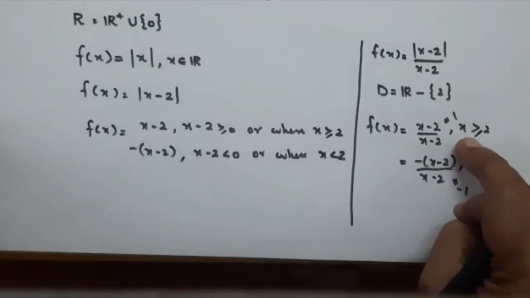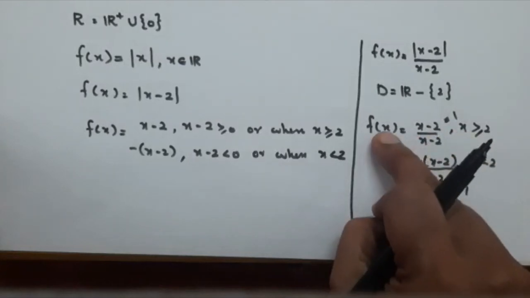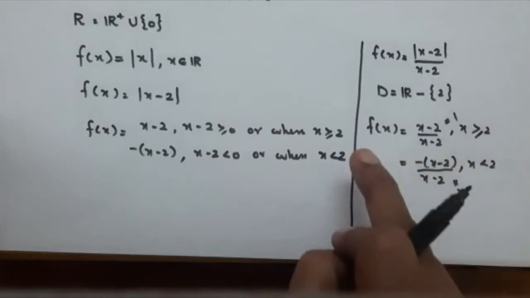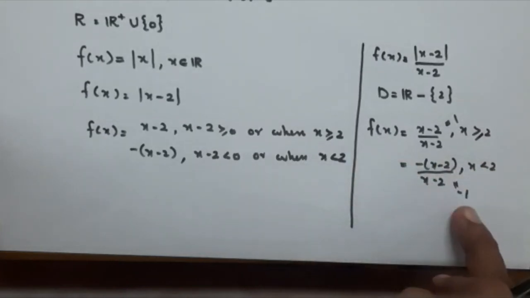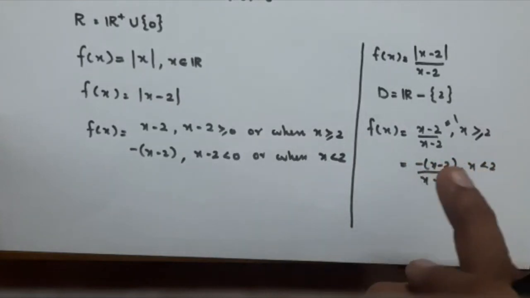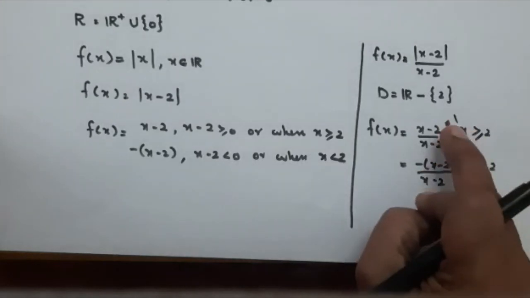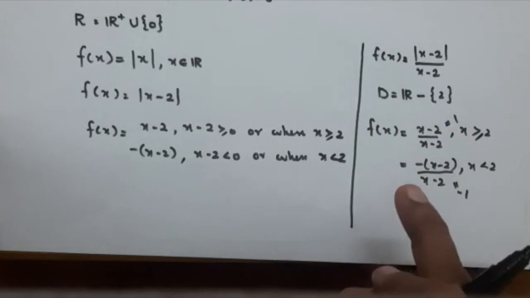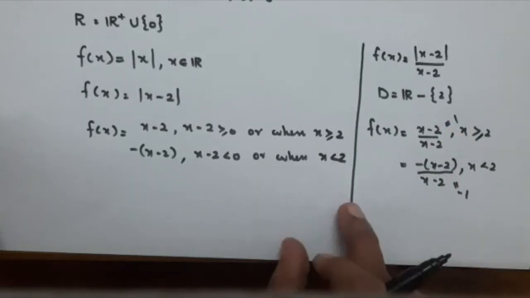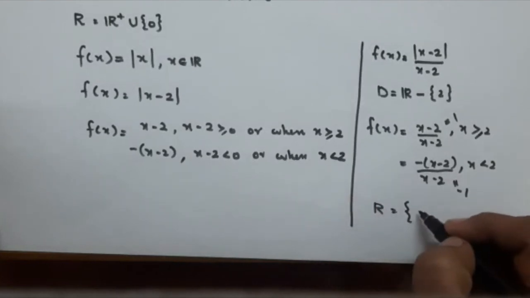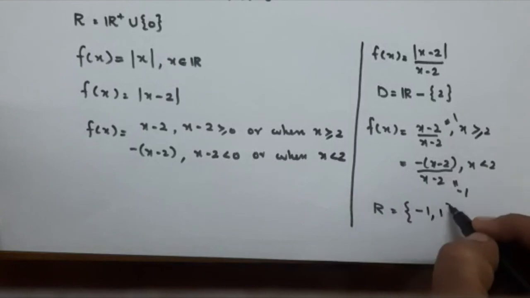Therefore, in all the cases where x is greater than or equal to 2, what about the image? Image is always 1. When x less than 2, what about the image? F of x equal to minus 1. That is, f of 3, f of 2.1, f of 4 are all 1, and f of 1, f of 0, f of minus 3 are all minus 1. Therefore, what about the range? Range means we will get only two answers. What are they? Set minus 1 and plus 1. That's all.